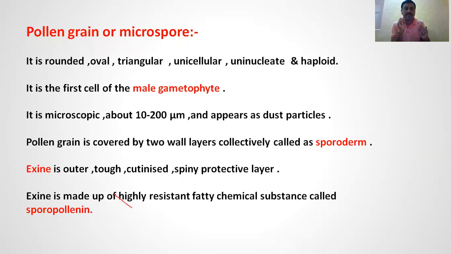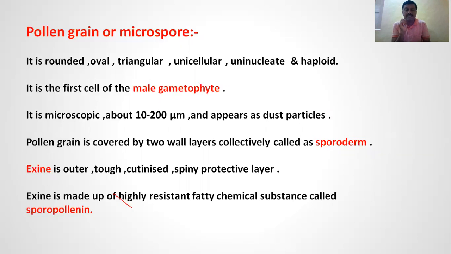Mostly the insect-pollinated plants develop spiny pollen grains, and some plants prefer wind pollination. In those plants the exine is smooth and plain. The cutinized, spiny protecting covering layer is the exine.